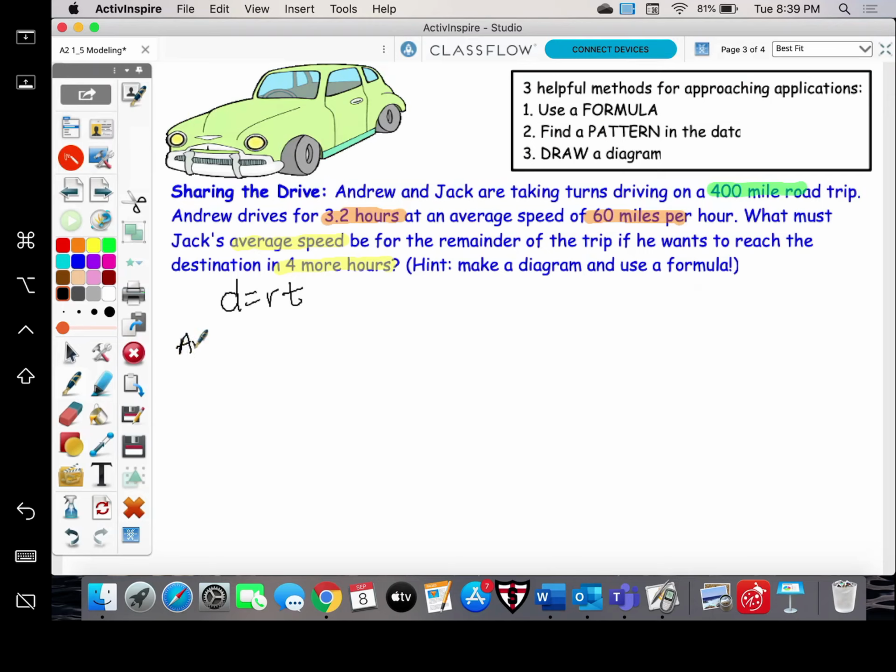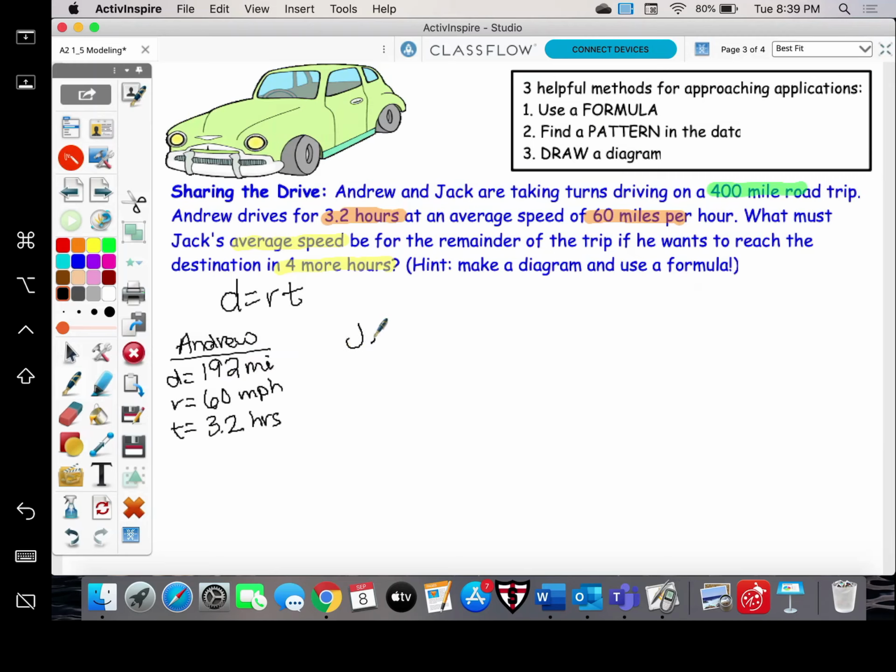Okay? So if Andrew, I like to record what I know. Okay? Andrew is driving for 3.2 hours. That's a time, so 3.2 hours there. And he's going to drive 60 miles per hour, so that's a rate. All right, and if I want to know what distance he drove, it's going to be 60 times 3.2. So 60 times 3.2 on our calculators gives us 192 miles.